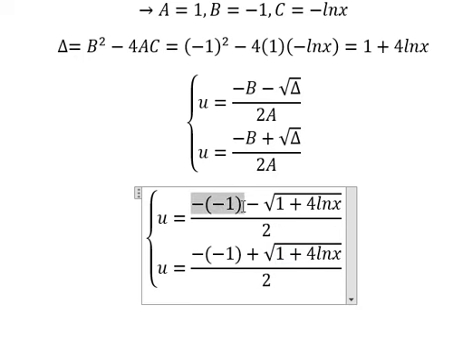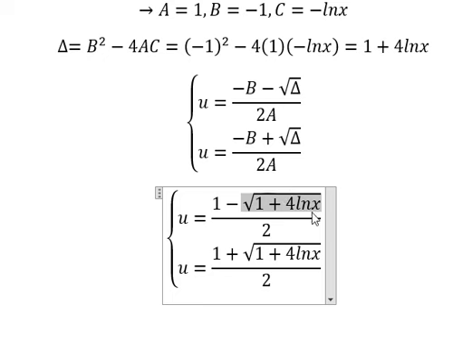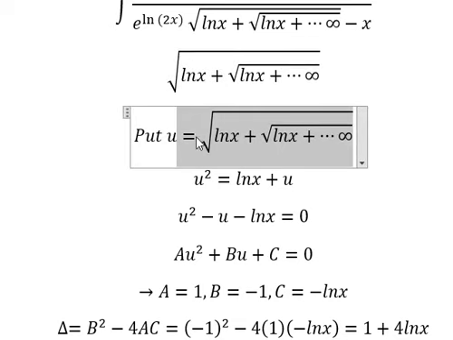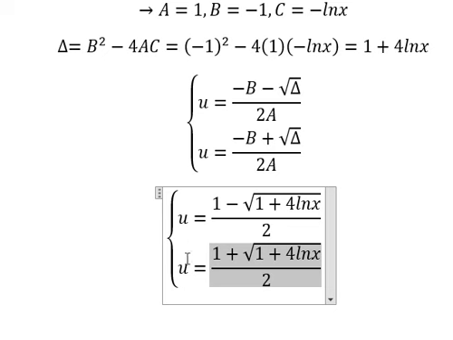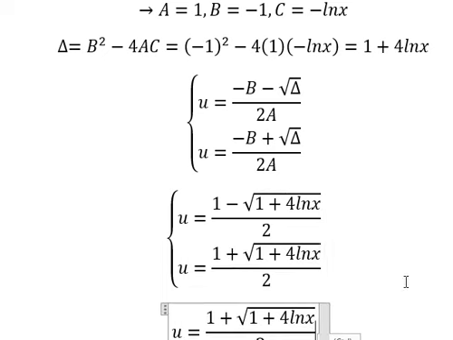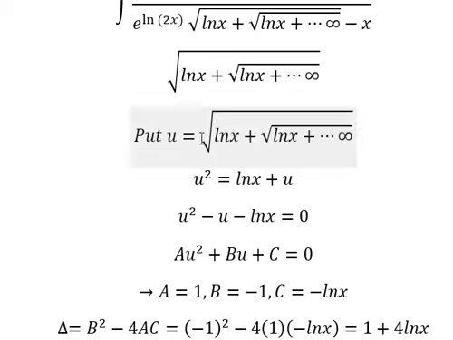So if we look carefully, we know that f and s should be positive. 1 plus another positive should be bigger than 1. So 1 minus this one, you will get a negative number. But u here should be positive. So we just select only this one. So u here is this one.